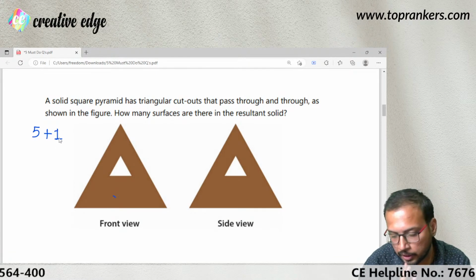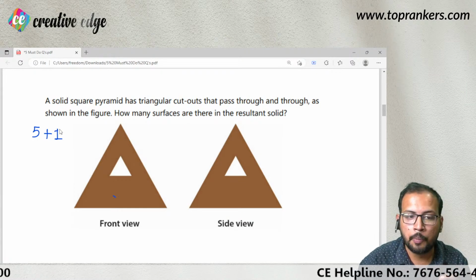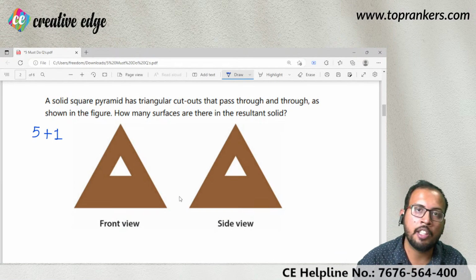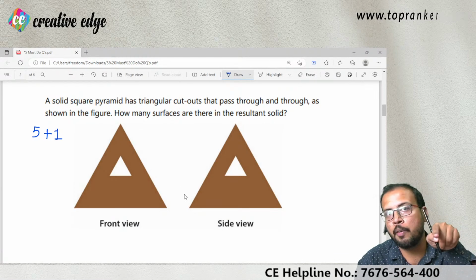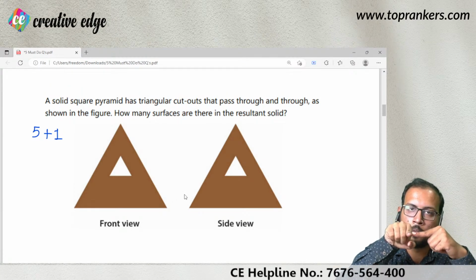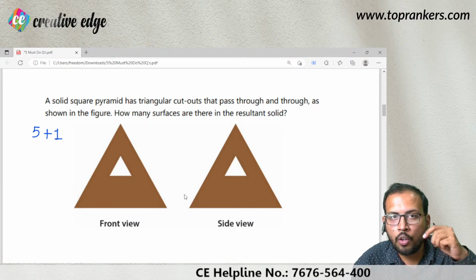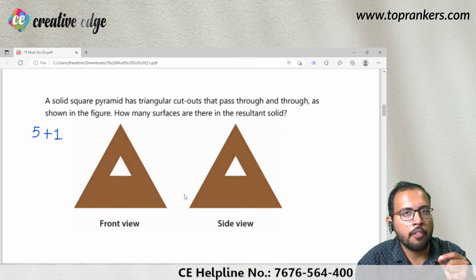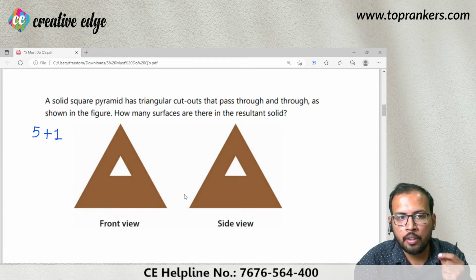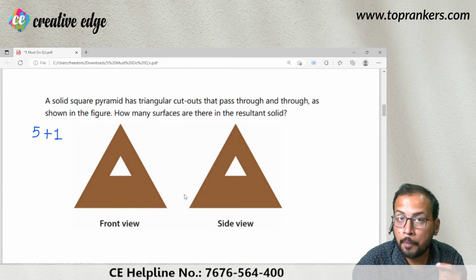Now some sort of imagination is required for this question for moving ahead. You need to imagine a little. You know that you had made triangular cutouts, and one went this way and the other went this way. So you should realize that you had 4 surfaces where your cutout has passed through, right? So obviously now we have to see how many surfaces are being formed.